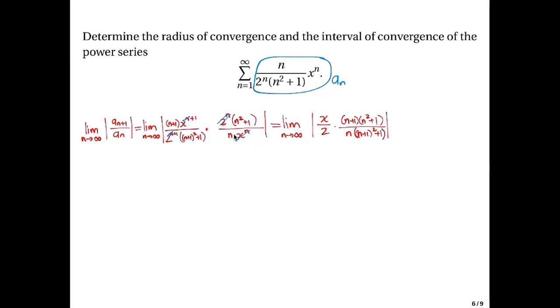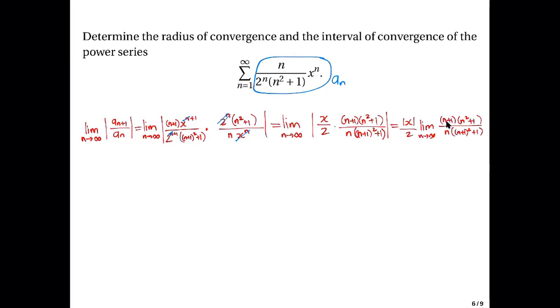Then just like before, this x over 2, we can bring it out. So you have absolute value of x over 2. And then we have the limit as n approaches plus infinity, again, just copy. So you have n plus 1, and then here you have n squared plus 1. For the denominator, you have n, and then you have n plus 1 squared plus 1.